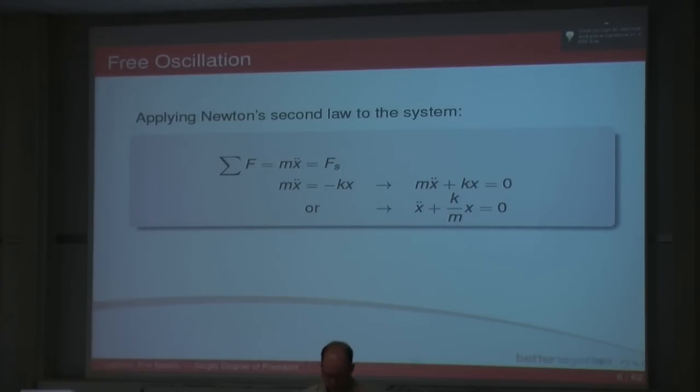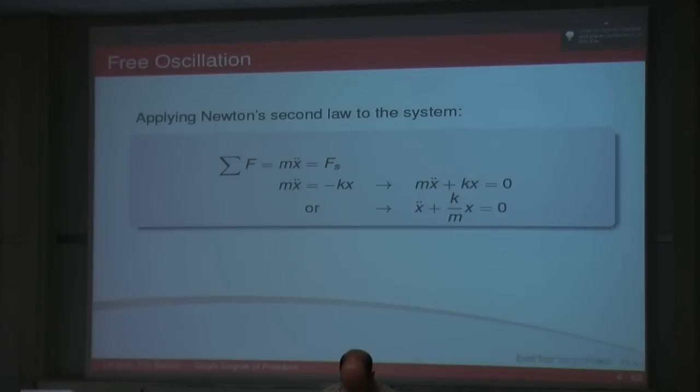Well, you can rearrange that, putting the kx on the other side, so you get mx double dot plus kx equals 0. And then if you divide both sides by m, you get x double dot plus k upon m, x equals 0. Now this, as you should all be aware, is a second order differential equation. Like I said, there's some maths involved in this module.